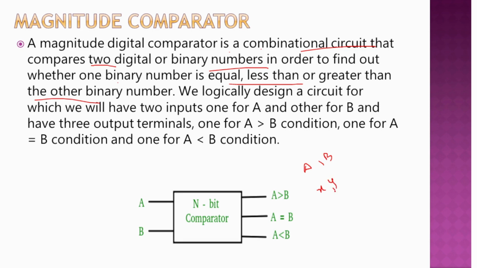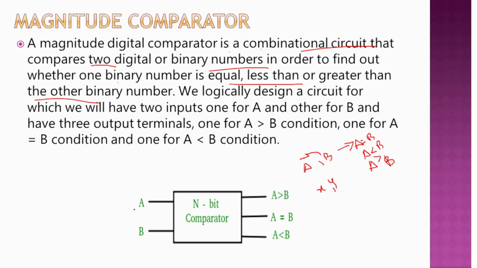These will be the two inputs of the magnitude comparator. The magnitude comparator is going to perform the operation of comparing both inputs: either A is equal to B, or A is less than B, or A is greater than B. So this is the condition of the magnitude comparator. It compares the given input with another input.